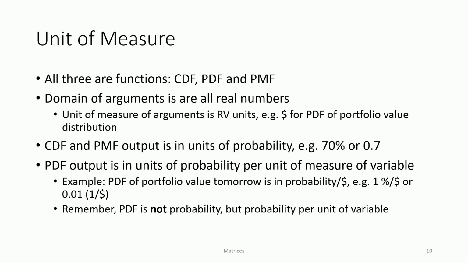PDF output, though, is in the units of probability per unit of measure of the variable. Again, if you are looking at the PDF, probability density function, of, let's say, your portfolio value distribution, then the output of PDF will be in units of measure of probability per, let's say, dollar, right, per unit of measure of your argument variable. Now, again, remember, PDF is not the probability, it's a probability per unit of your random variable.